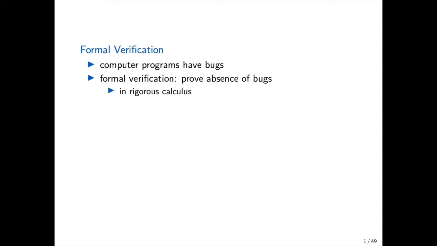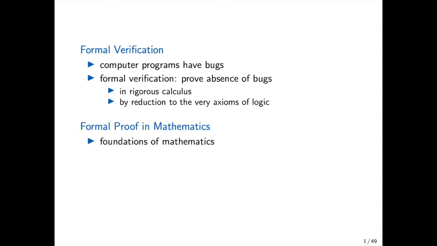What do I mean by that? You do it in a rigorous calculus, and you reduce the correctness of the computer program to the very axioms of the logic of your rigorous calculus. And this reducing things to the axioms of logic is also relevant for mathematics, I would say. This is what I call formal proof in mathematics. So we can use these axioms of logic as foundations of mathematics. These foundations can provide absolutely rigorous proofs, so there'll be no doubt about the correctness of a proof. Think about perhaps checking proofs in math journals completely automatically if you do the proofs in such a system.